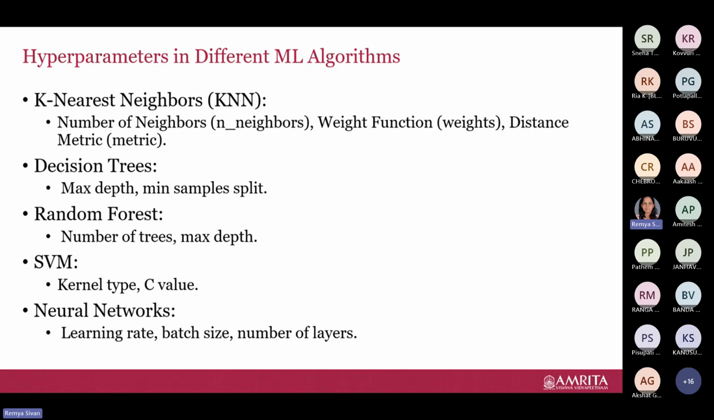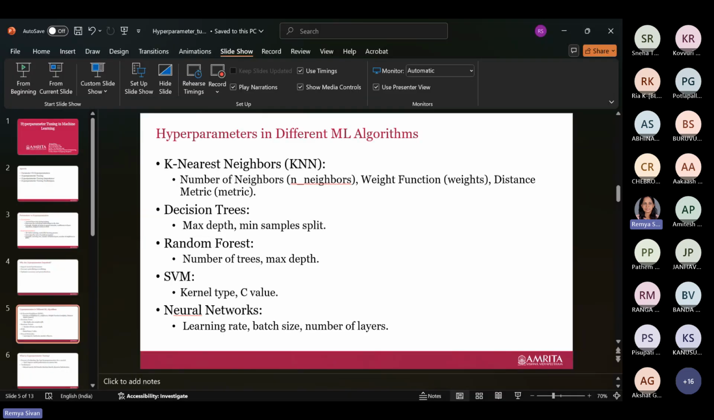For example, the first one is k-nearest neighbor. K-nearest neighbor is one of the machine learning algorithms. The main three hyperparameters are number of neighbors, weight function, and distance metrics. I'll show you one example.